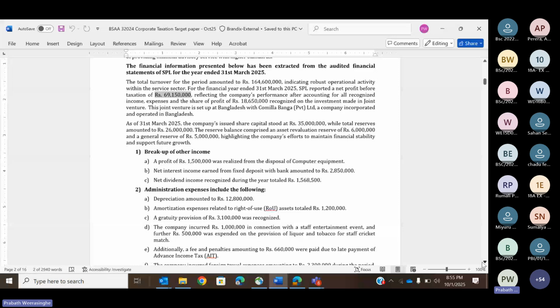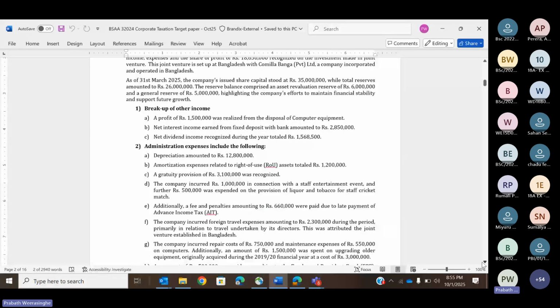Then on the expenditure side, depreciation, amortization are all provisions, and the gratuity provision is also a provision. So provisions are disallowed. Then entertainment expenditure is disallowed, and that is under section 10. Also any expenditure connected to the purchase of liquor or tobacco is also disallowed. Fees and penalties charged for the violation of written law are also disallowed.